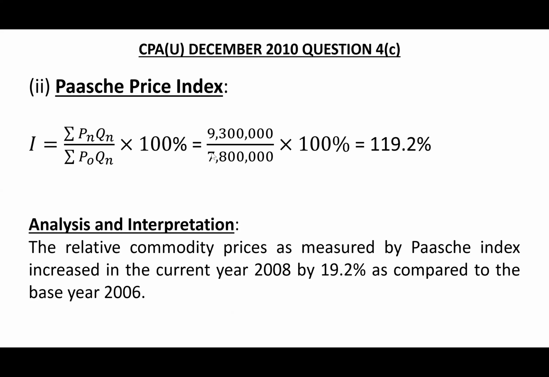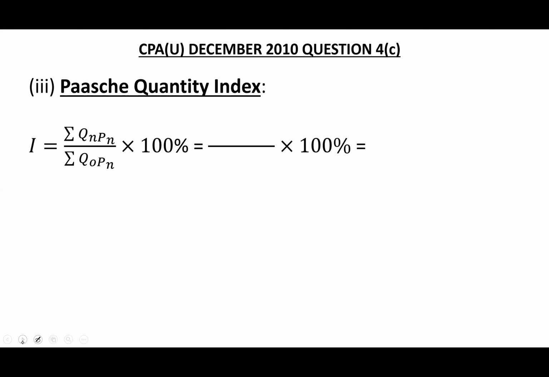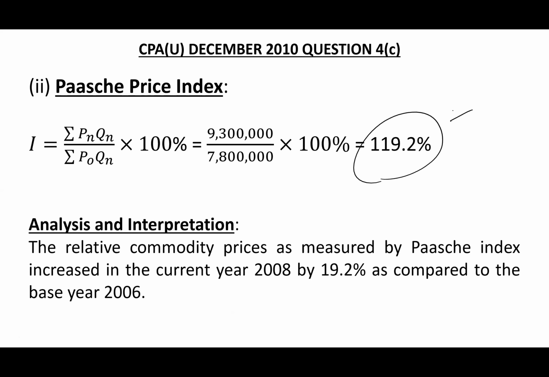Again, we see there's an increase. If you compare this with 100, there's an increase of 19.2, which is over and above 100%. So we shall say that the relative commodity prices as measured by Paasche index increased in the current year, 2008, by 19.2% as compared to the base year, 2006. Let us write this in our books. That analysis is key.